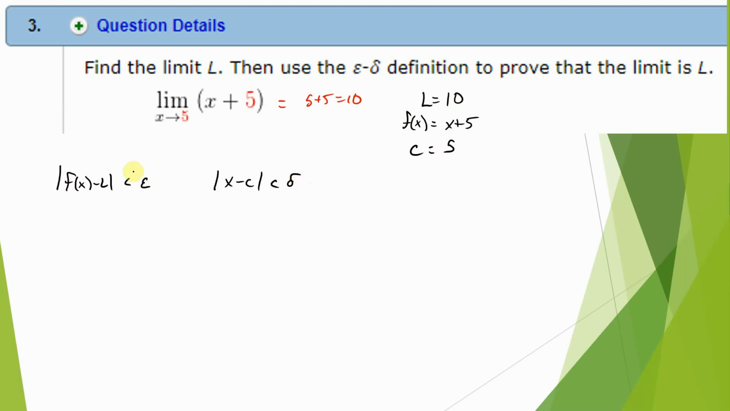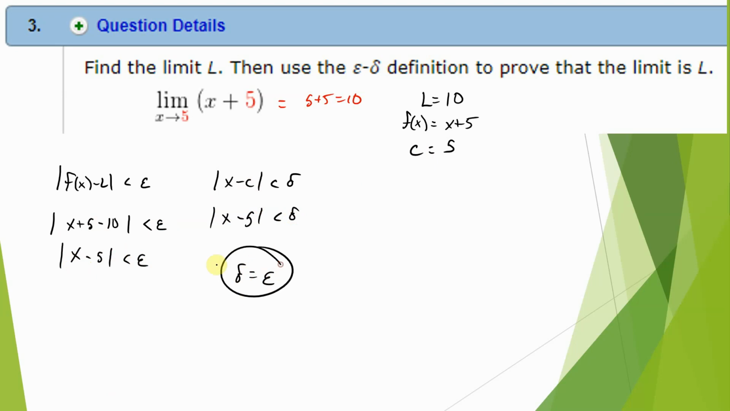So can we find a delta such that all of this is true? Well, we plug everything in. We get the absolute value of x plus 5 minus 10 less than epsilon. We get the absolute value of x minus 5 is less than epsilon. Over here, we get x minus c, which is x minus 5, less than delta. These are the same, therefore our delta equals epsilon. And we have proven by the epsilon delta definition that there does exist a delta that makes that true.